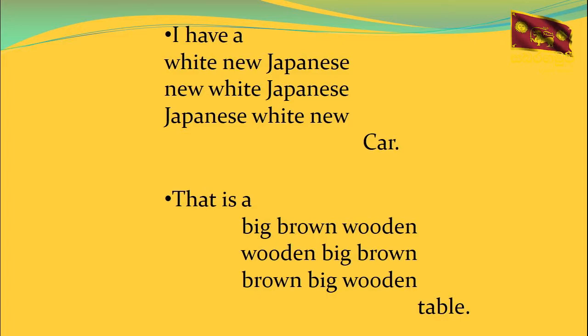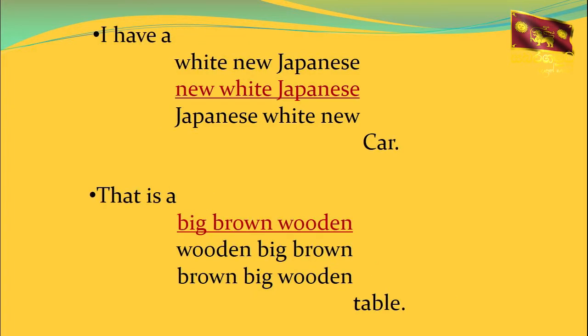I have a white new Japanese car. No, you don't talk of the color first when you talk of things, right? The best order is age, and then color, and then the origin. New white Japanese car. And the next one: a big brown wooden table. Okay, hope you got the correct answer.